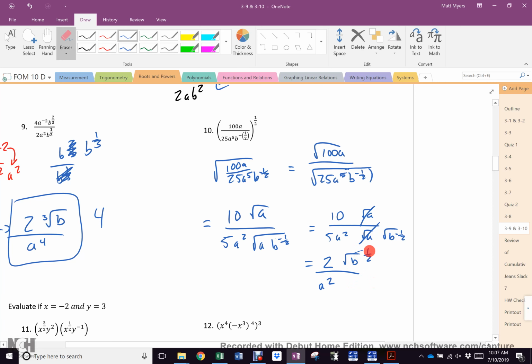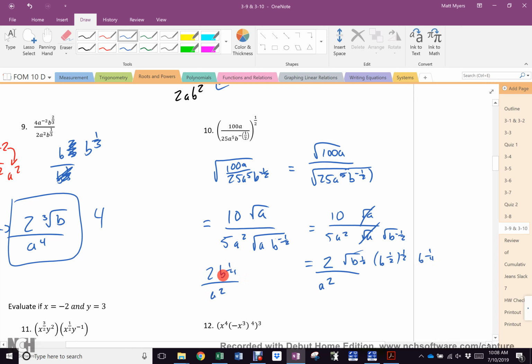Right? Because this 1/2 is technically under here, right? So isn't that b to the 1/2 to the 1/2, which would be b to the 1/4? So I get 2b to the 1/4 over a squared. Yucky. Did we get there? Did we get to a final answer?